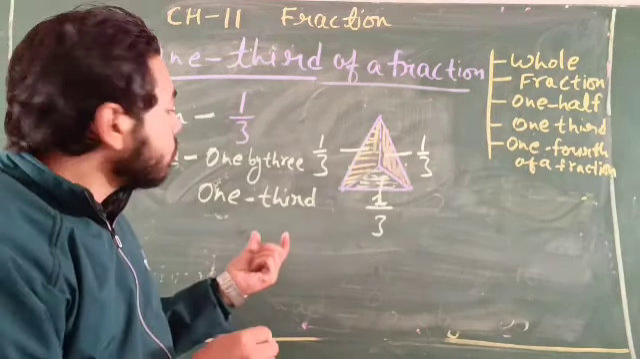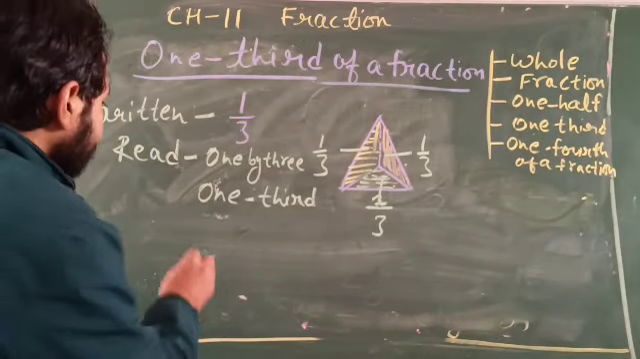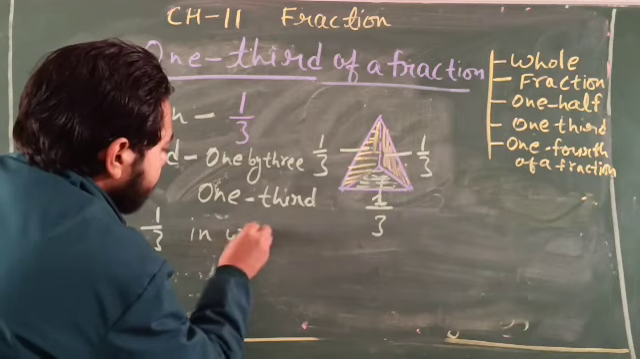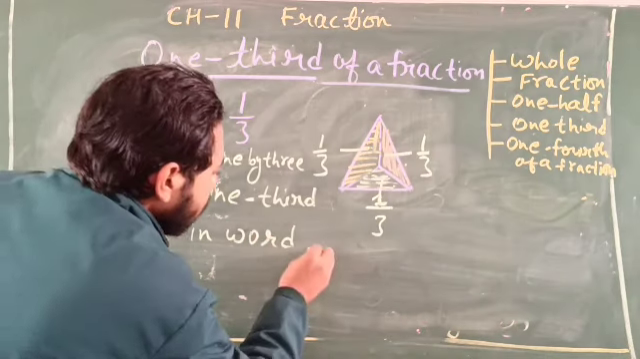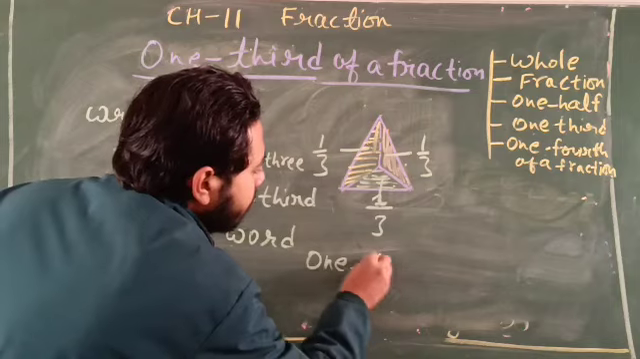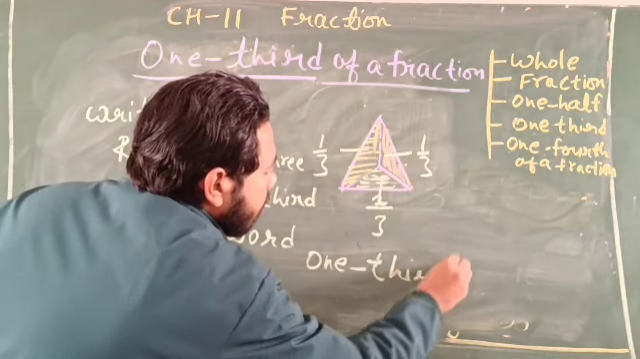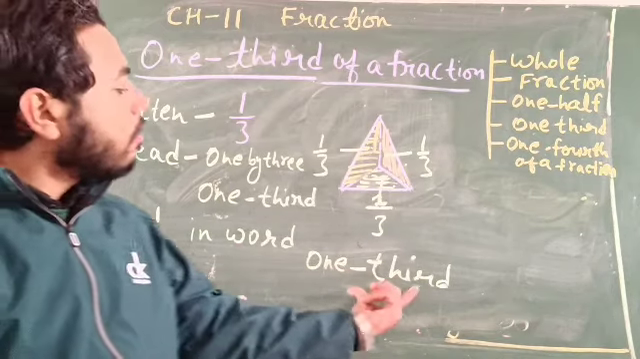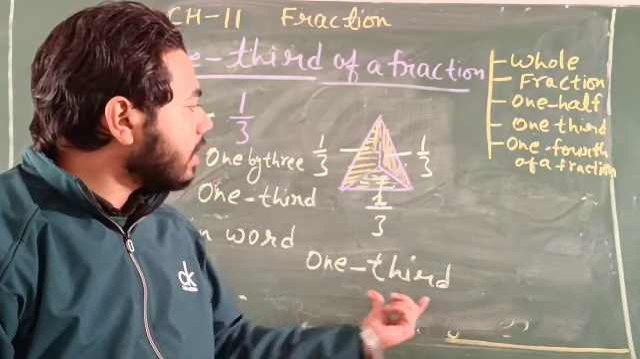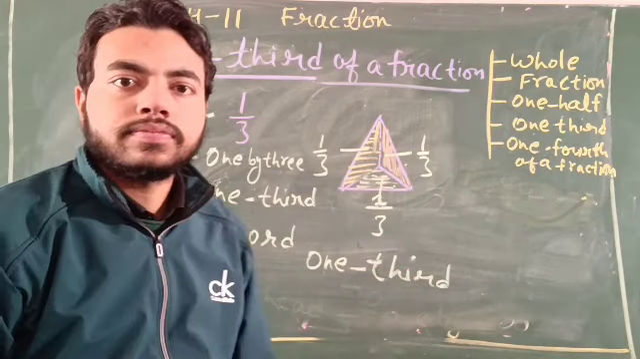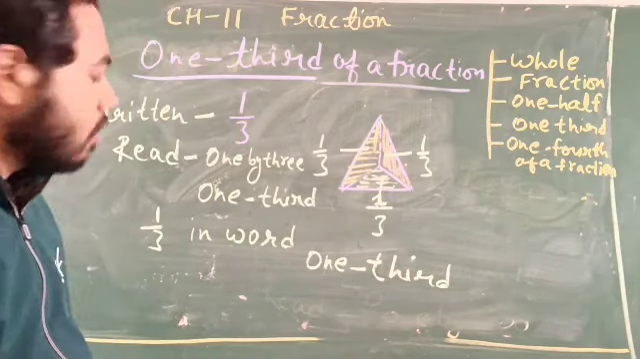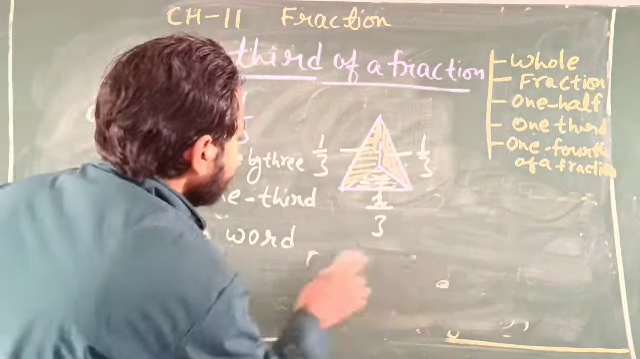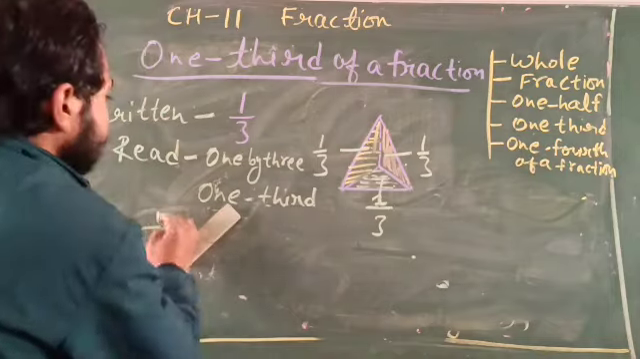And when we have to write 1 by 3 in words, it will be written as 1 third. When we have to write in words, we will write it as 1 third. Okay. Now let's see another example.